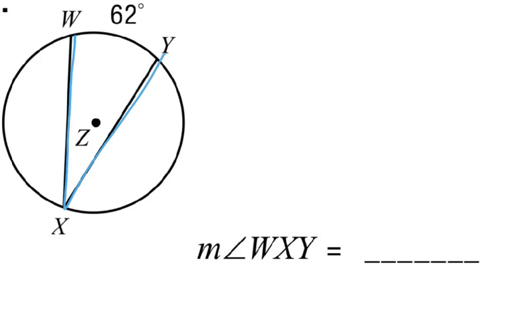There we go. WXY, that's an inscribed angle. I know that an inscribed angle is equal to half of the intercepted arc. The intercepted arc is 62, so half of 62 is 31. So sometimes they're really easy and sometimes they're a little more complicated.